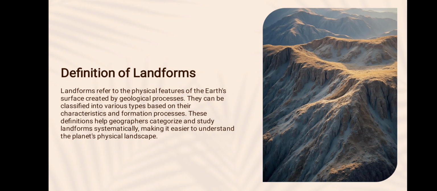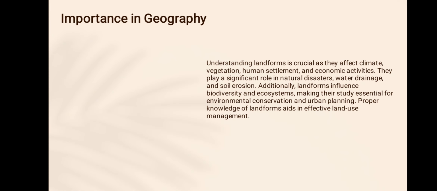Before going ahead, we should know what a landform is. Landform refers to the physical features of the Earth's surface created by geological processes. The geological processes may be erosion, denudation, volcanism, earthquake. These are the various things which affect the formation of the land. They can be classified into various types based on their characteristics and formation processes, for example, extrusive, intrusive, but we are going to learn that in later videos. These definitions help geographers categorize and study landforms systematically, making it easier to understand the planet's physical landscape.